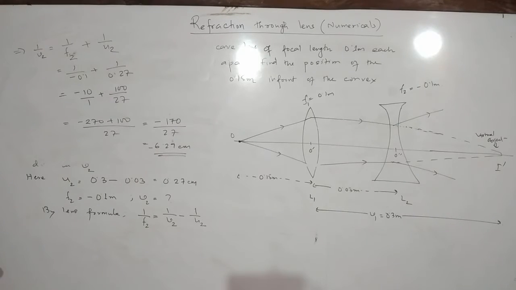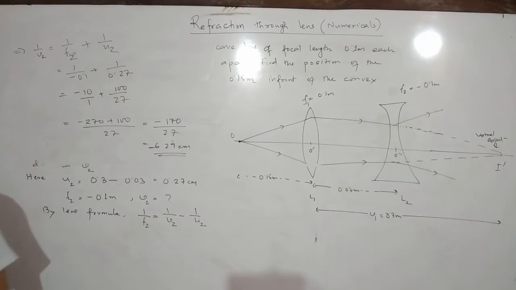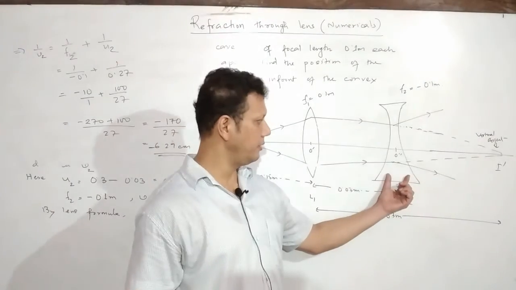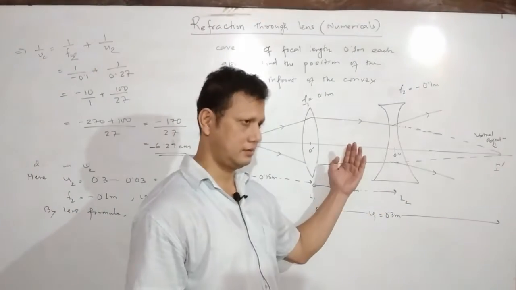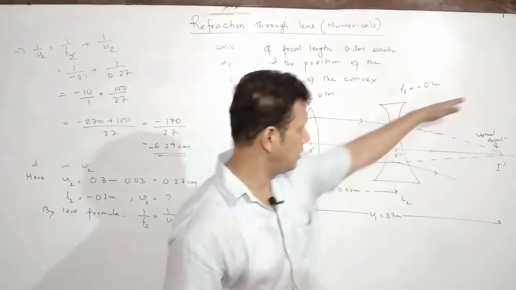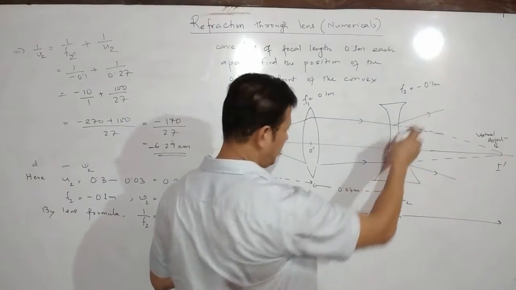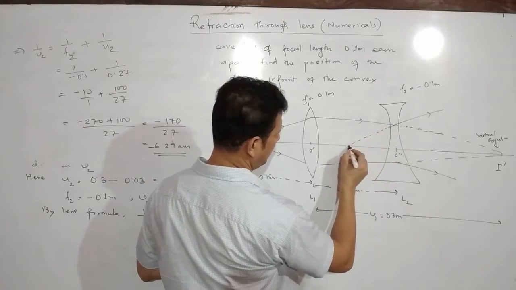So v2 is found to be 6.29, but there is a negative sign in front. Since I got a negative sign, the image will be formed on this side. If it were positive, the image would be formed on the other side. The rays are diverging, so they can never meet. So to make them meet, we just produce them backward.